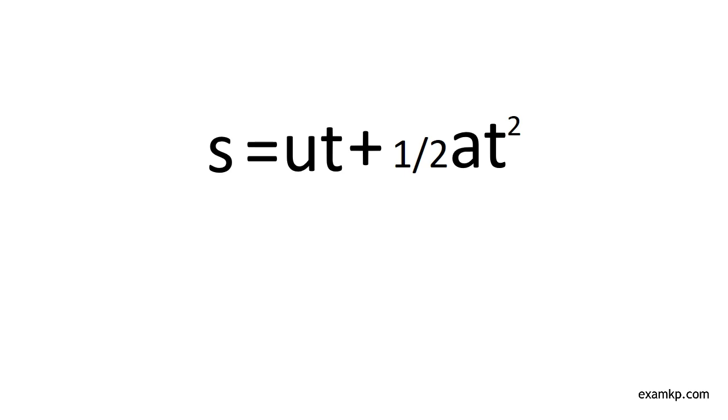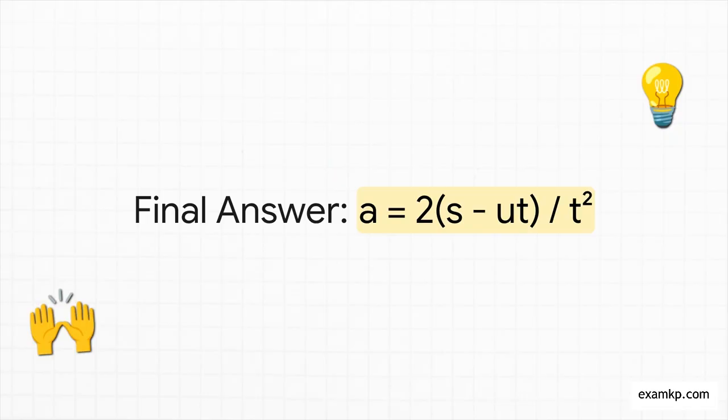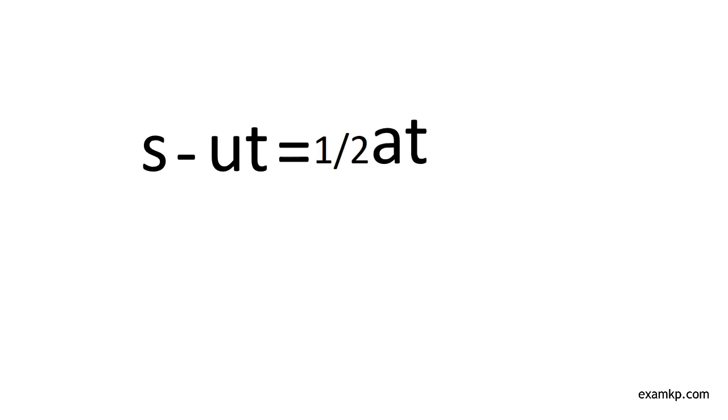But look, don't panic. The rules are exactly the same. We just have a few more layers of that onion to peel back. And there's the solution. It equals 2 times (s minus u, t), all divided by t squared. Now, it looks complicated, I know. But the steps were the same. We just peeled back the layers systematically.